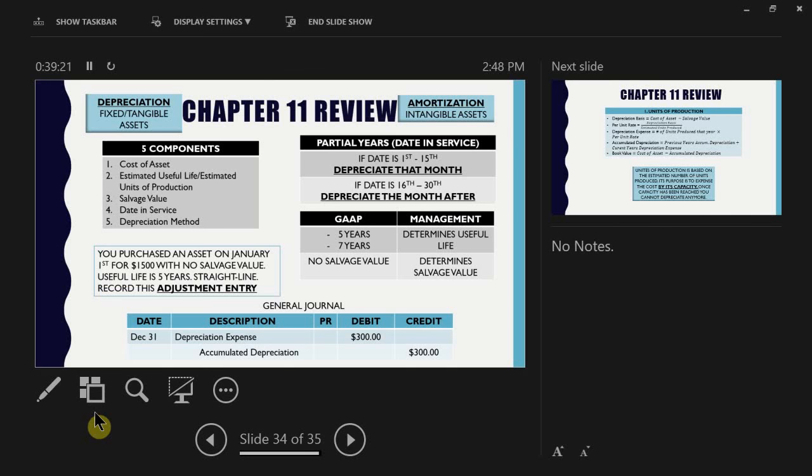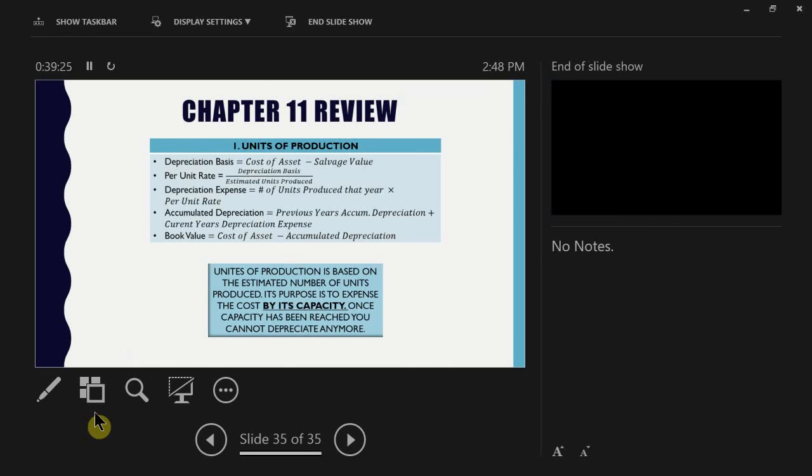And then lastly, units of production. Here is the entire formula waiting for you. Again, I have this in a review sheet for you, so you don't need to memorize this. All of this will be given to you. And lastly, understand that units of production is not even based on time. Again, it's based on the capacity. All right?